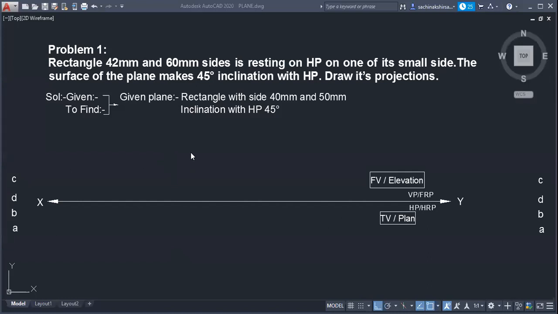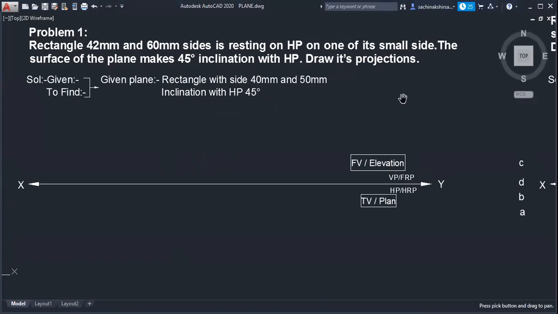If a particular plane is parallel to a reference plane, maybe HP or VP, what will it show? True shape, that we have discussed. If it is perpendicular to a reference plane, maybe HP or VP, what will a plane show? Edge view or line view, that we have discussed.